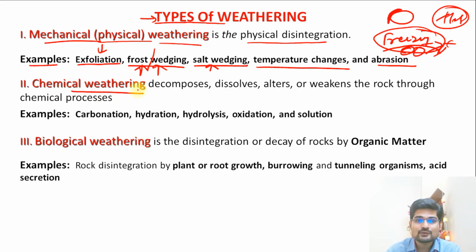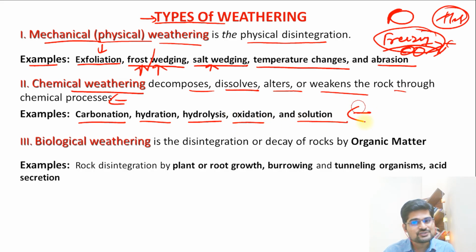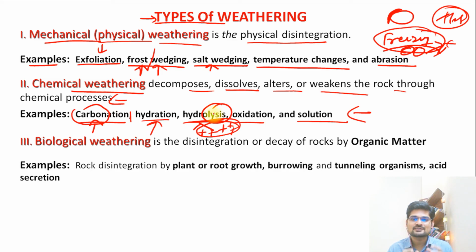Then the second one is chemical weathering. Remember, here chemical reaction is important. So decomposition, dissolution, alteration or weakening of the rock through chemical processes. What are these processes called? Carbonation, hydration, hydrolysis, oxidation, solution. In chemistry in school days you may have studied it, but if you have not studied it, just Google these terms simply. The carbon word is here, so it means reaction with carbon. Hydration is basically talking about reaction with water. Hydrolysis, the lysis word is basically breaking into different ions or pieces. So H plus OH minus bond creation, what we see is water breaks. So creation of ions, that is important here.